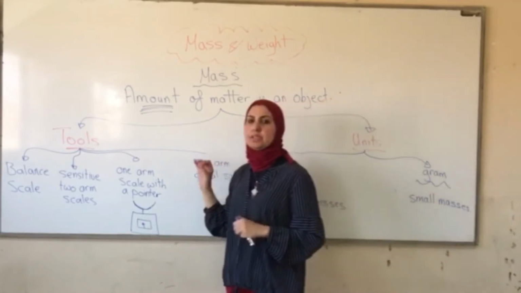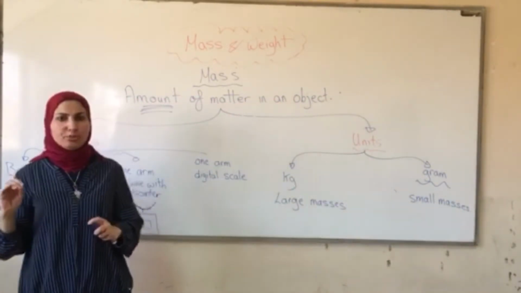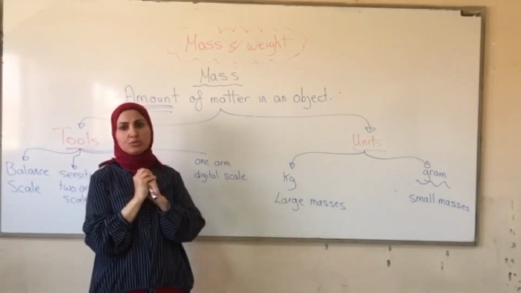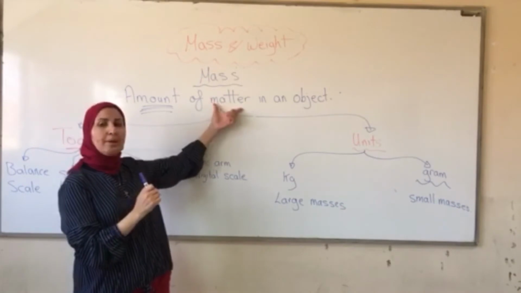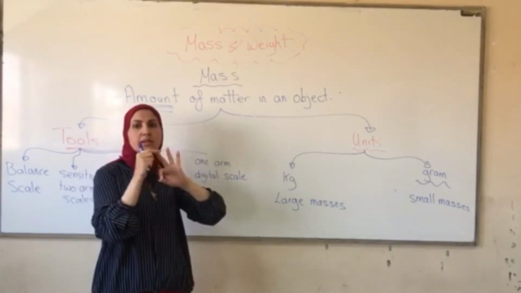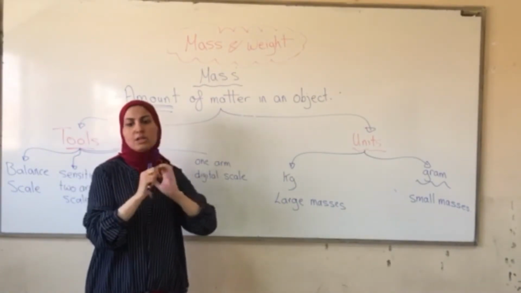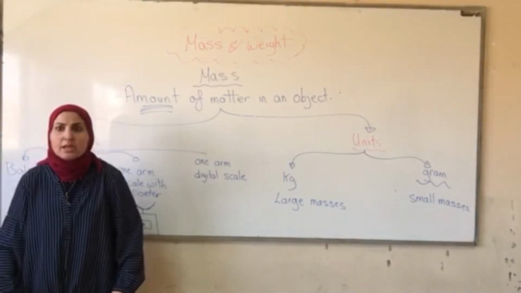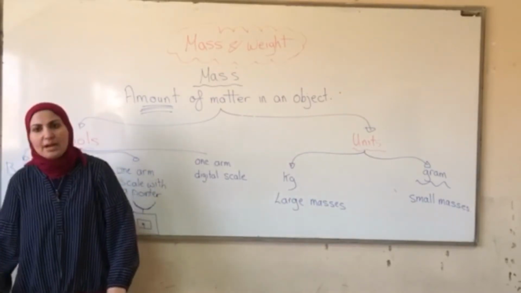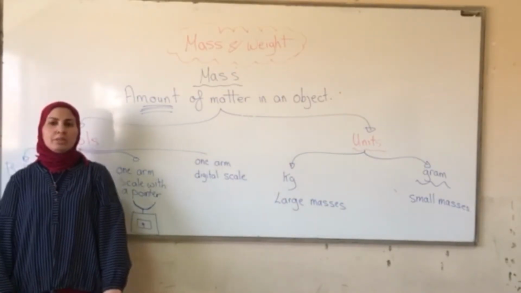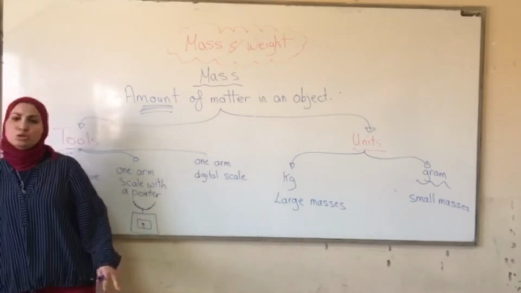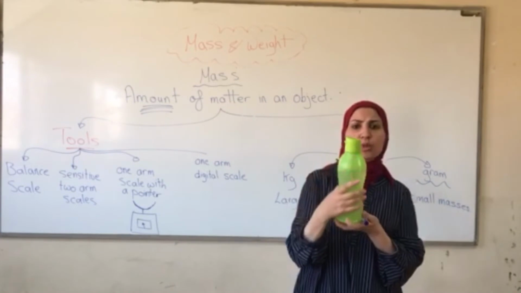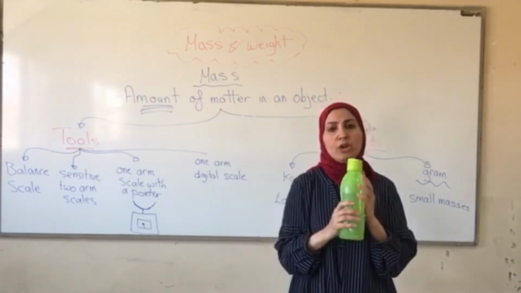What is the meaning of this? If I want to know the mass of an object, I need to know the amount of matter in this object. And as we said before, matter has three states: solid, liquid, and gas. So if I want to know, for example, the mass of this chair, I want to know the amount of wood used to make this chair. If I want to know the mass of the bottle, I need to know the amount of water which is in the bottle.